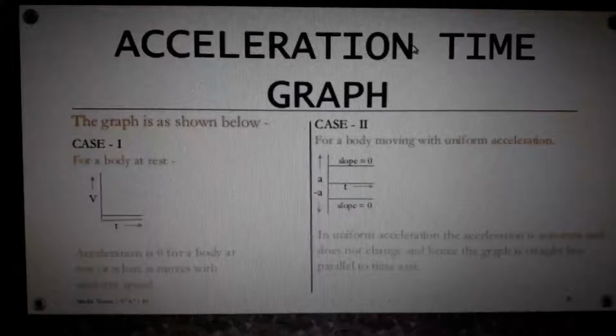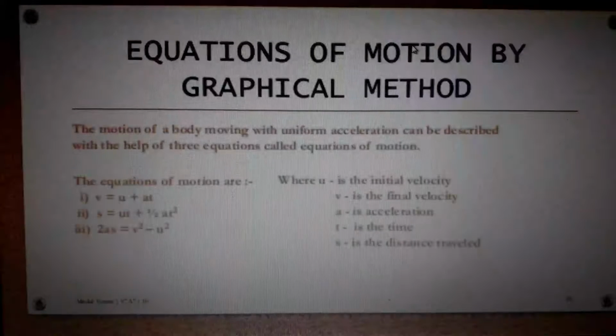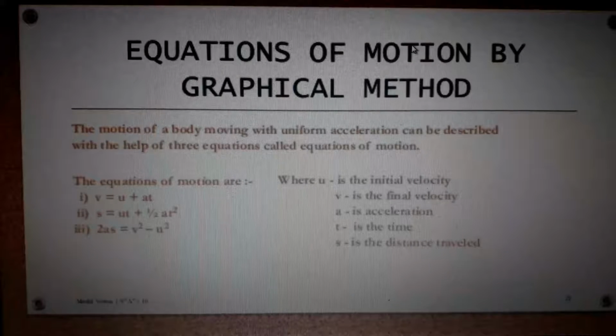Case 2, moving with uniform acceleration. So there will be different types of graph to be drawn from that. So these are the three equations we need to derive from these graphs. So let us see how we can derive those. This thing we will do on the board, otherwise you won't understand.